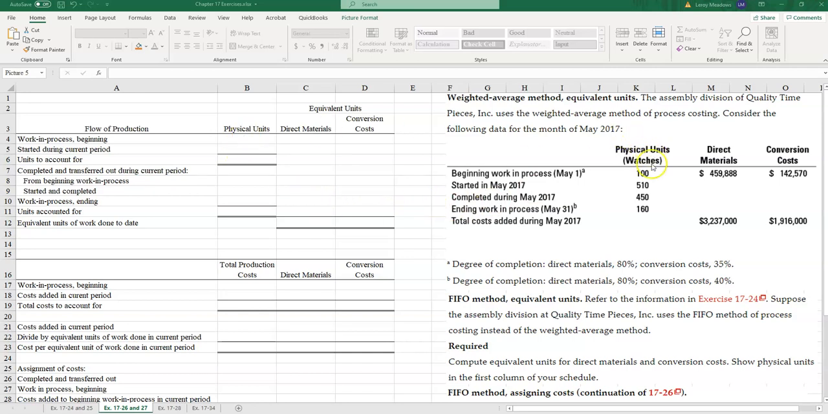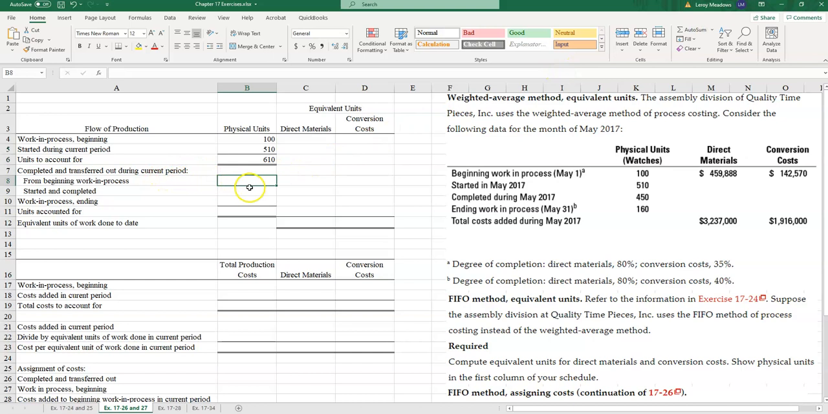My beginning work in process inventory was 100 units. And how many units did I start in May? 510. So how many units do I have to account for here? I have to account for 610.